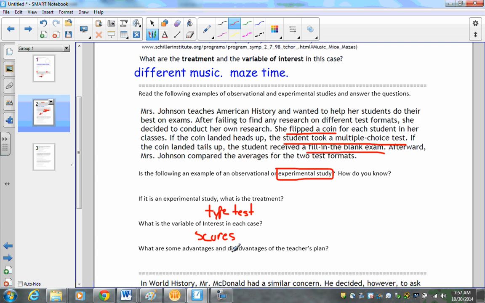Now, the advantages or disadvantages of the teacher's plan is kind of a throwaway question I just asked. The advantage is that a student that gets a fill in the blank test may have actually done better with multiple choice and vice versa, so those are some advantages or disadvantages.